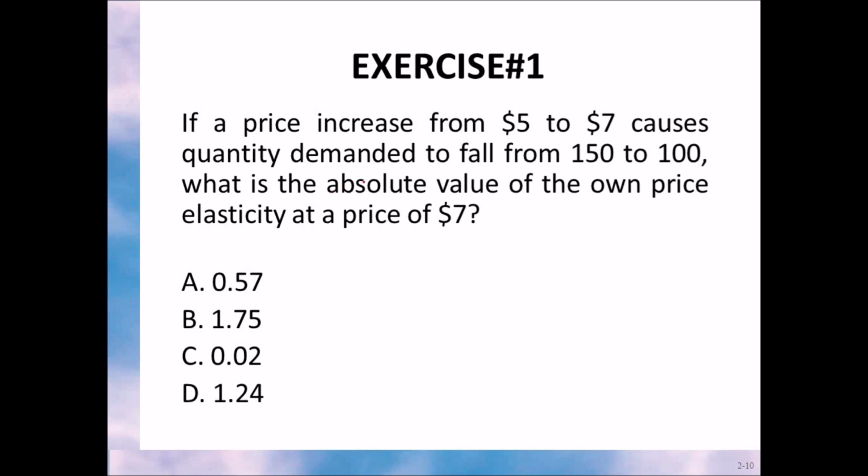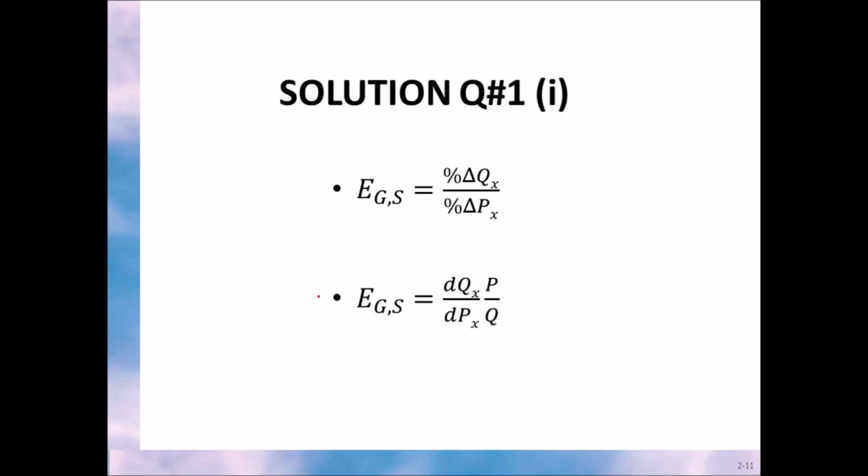If a price increases from $5 to $7, causing quantity demanded to fall from 150 to 100, what is the absolute value of the own price elasticity at the price of $7? The question asks for the absolute value of the own price elasticity. That's why in the choices here, they don't put the negative sign. So how to solve this question? Remember that we have 2 formulas just now. We have the first formula and then the second formula. So which formula do we want to use?